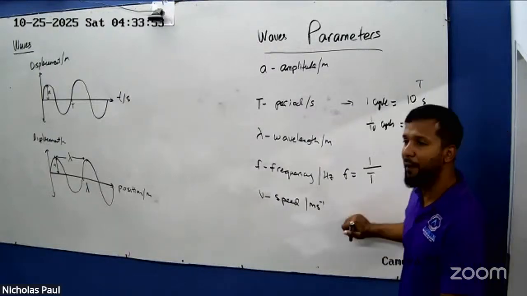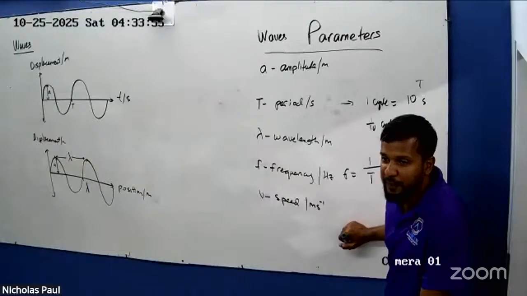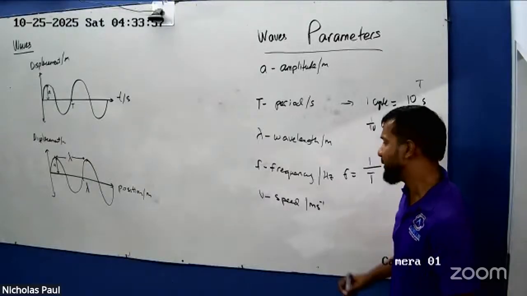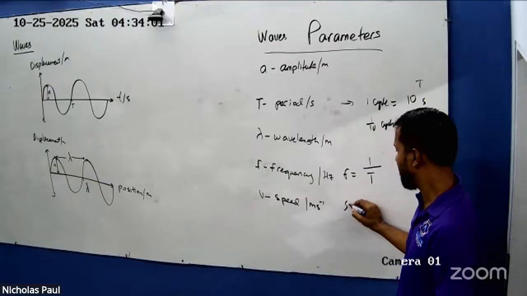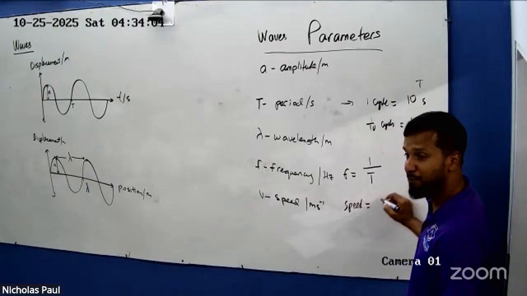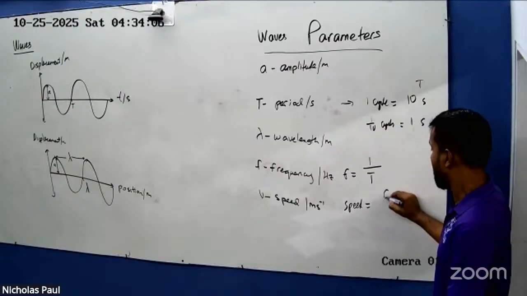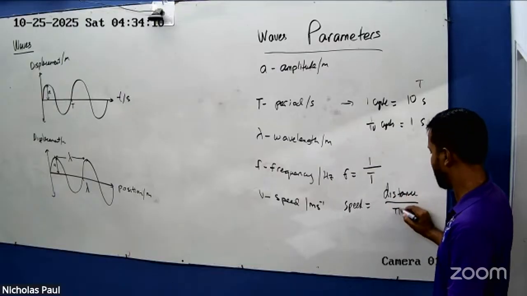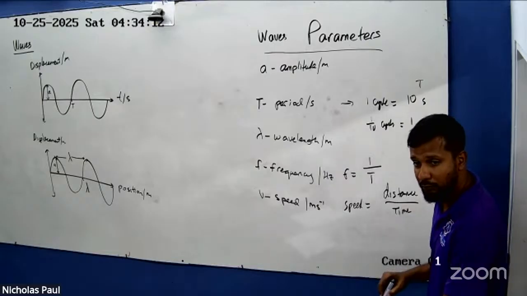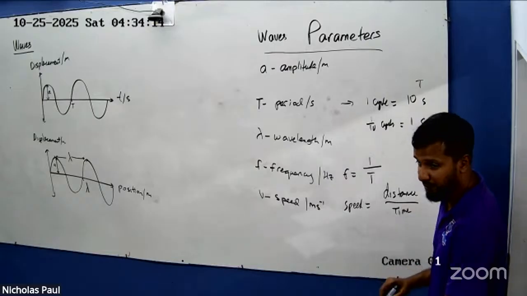Right, I need some help. I need a formula for the speed of a wave. Can anybody tell me generally how to find speed? Speed is distance over time. Leave it like that.